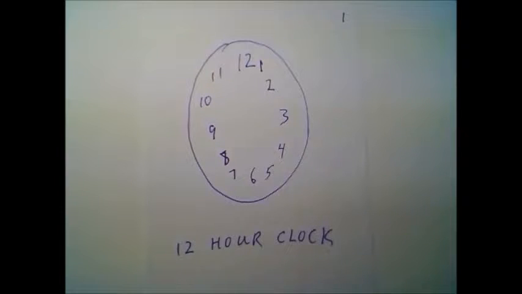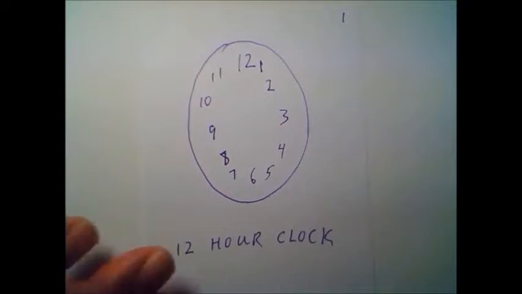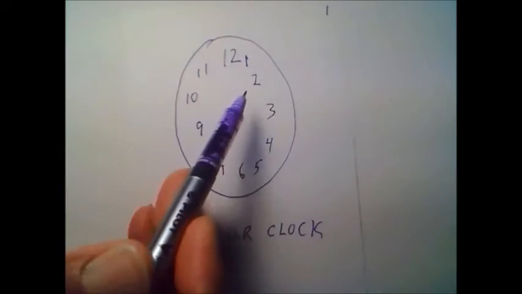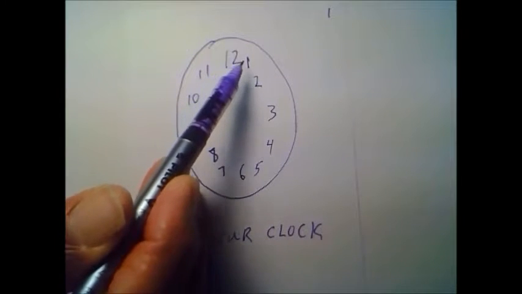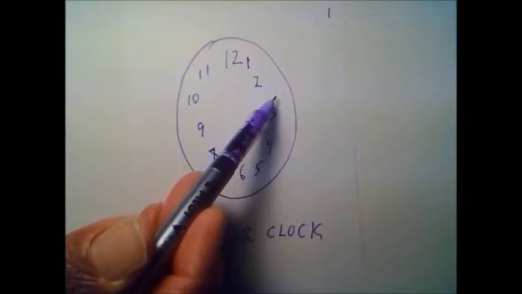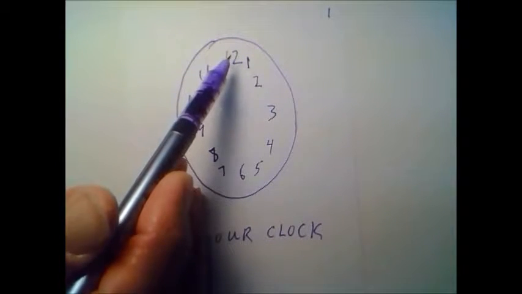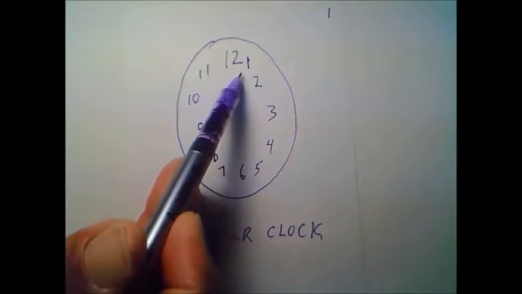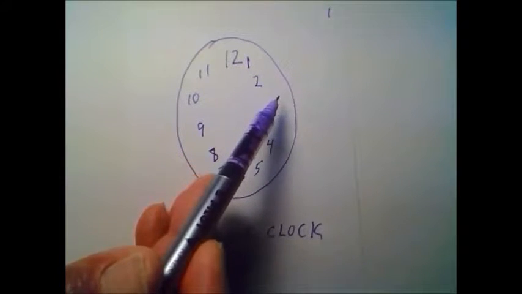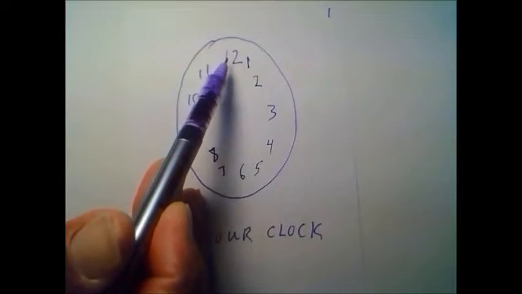In order to make a clock that we can do modular arithmetic on, we replace the 12 with a 0, and we really have the numbers 0 through 11, and that's what we call mod 12. As stated, the 12 becomes a 0, so we would have the numbers 0 through 11, but there would be 12 numbers, so it's mod 12.